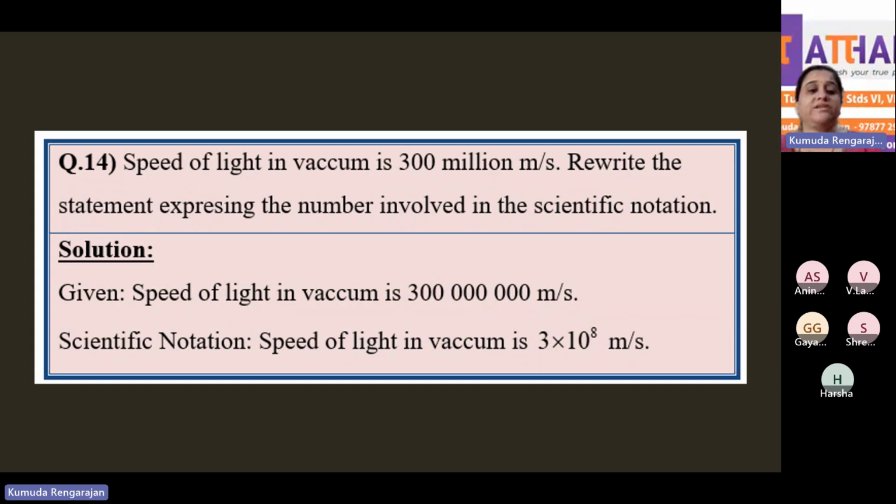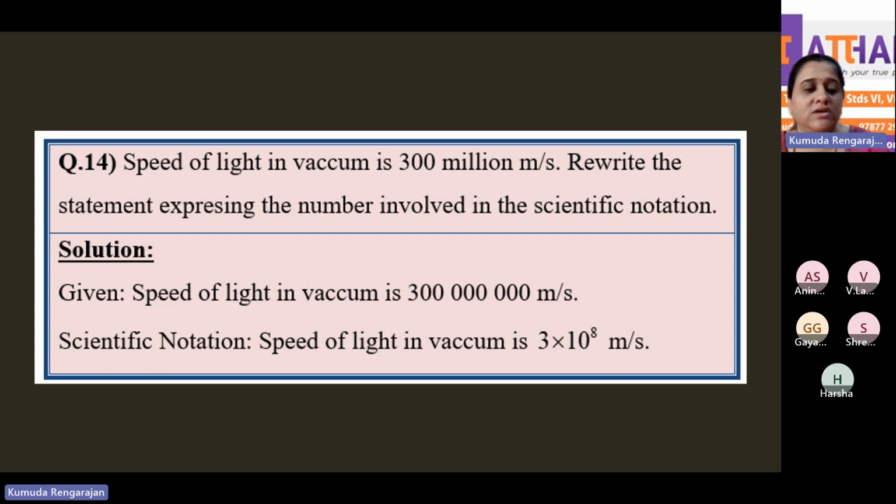See, you have to rewrite the statement expressing the number involved in the scientific notation. So what is the statement? The statement is: speed of light in vacuum is 300 million meters per second. You must write the statement again, rewrite the statement, but the number involved should be in the scientific notation.